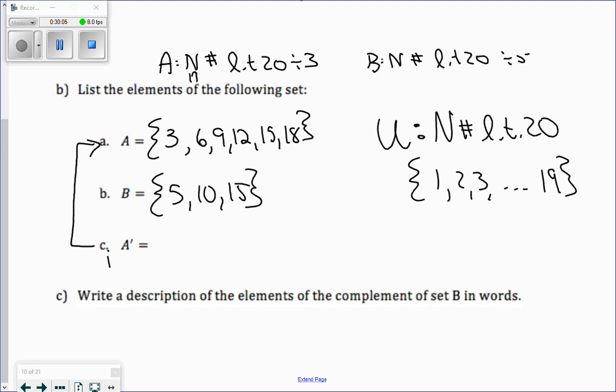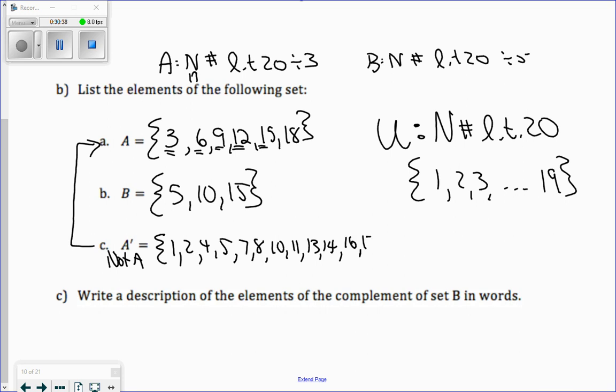This means not A. So in other words, what are the numbers in my universal, but they're not in A? So that would be 1, 2, don't write down 3 because 3 is here, 4, 5, there's 6, 7, 8, there's 9, 10, 11, 12, 13, 14, 16, 17, 19.